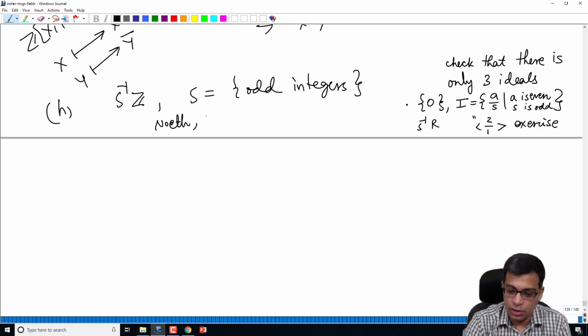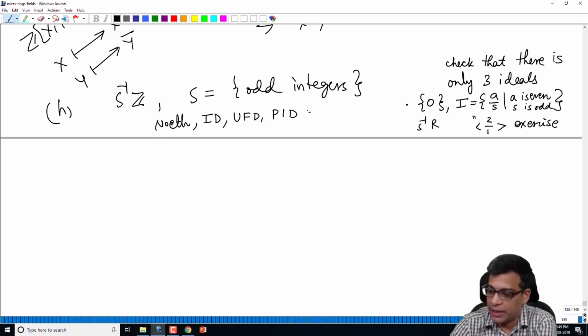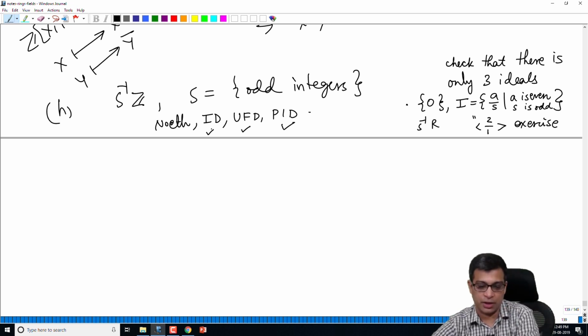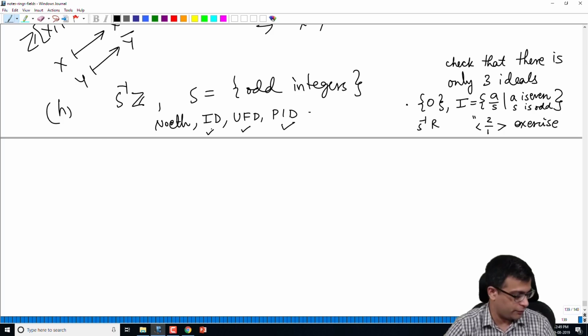So it is Noetherian. It is an integral domain and it is a PID actually, because every ideal is principal here. There are only 3 ideals. 0 is certainly principal, generated by 0. S inverse R is generated by 1, and I is generated by 2 by 1. So it's a PID. So it is also a UFD, and one can check that it is an ID. Of course, that is required to verify the D part in UFD and PID. So this is an example of another ring which is Noetherian, integral domain, UFD and PID.